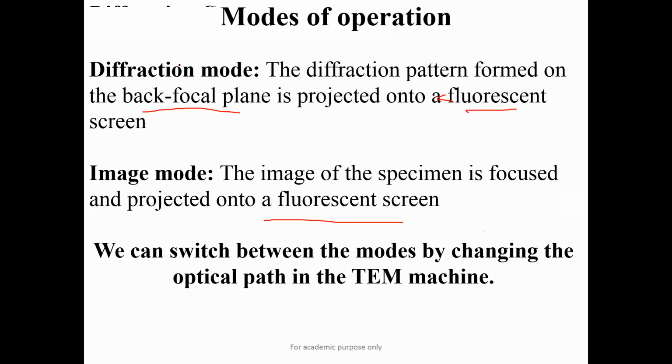So there are different modes of operation in the TEM machine. The first one is diffraction mode. Here, whatever diffraction pattern is in the back focal plane, if we project it on the fluorescent screen, we will get a SAD pattern. But if we focus the image of the specimen on the fluorescent screen, we will get an image of the object. Just by changing the current in the lenses or selecting the aperture, we can switch between these two modes, diffraction mode and image mode. Just by changing the optical path in the TEM machine, we can change its mode of operation.